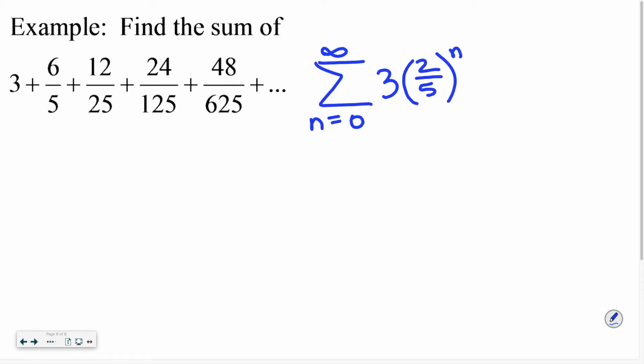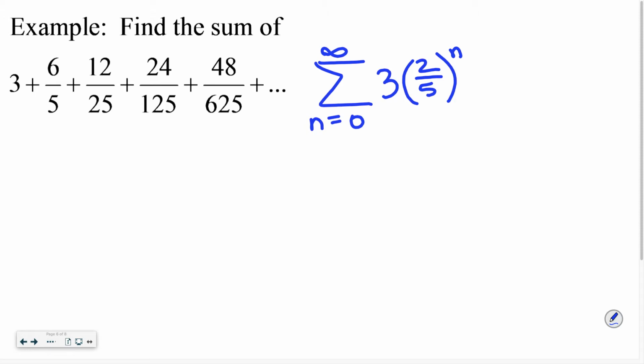Why did I write it like this? 3 is our first term. And 2/5 is what we continue to multiply from term to term to term. Okay, are you with me? So, yesterday we didn't plug in 1 or 0 ever. But today we do.